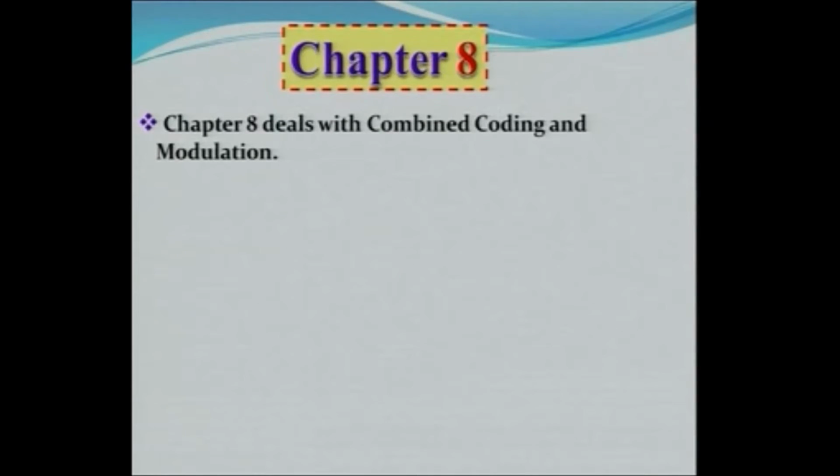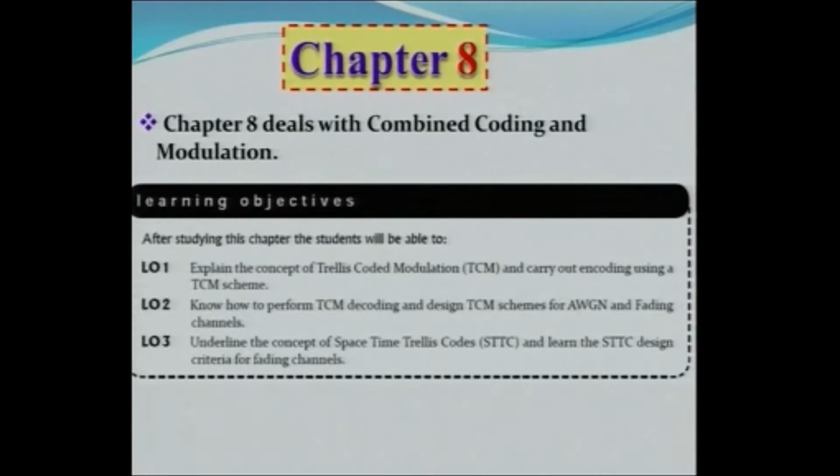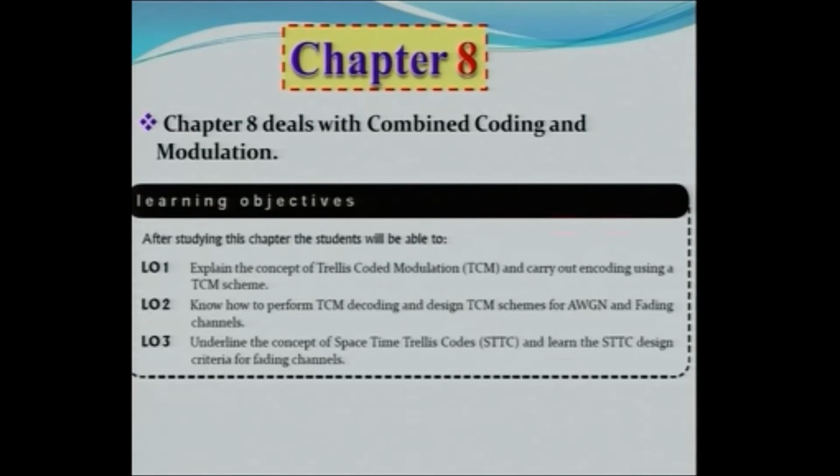Chapter 8 deals with combined coding and modulation. The learning objectives of Chapter 8 are to explain the basic concept of trellis-coded modulation, called TCM, and carry out encoding using a TCM scheme. Then we will study how to perform TCM decoding, again using Viterbi decoding. We will also learn how to design good TCM schemes for white Gaussian noise channels and fading channels. Finally, we will look at space-time trellis codes, also known as STTC, and learn the STTC design criteria for fading channels.